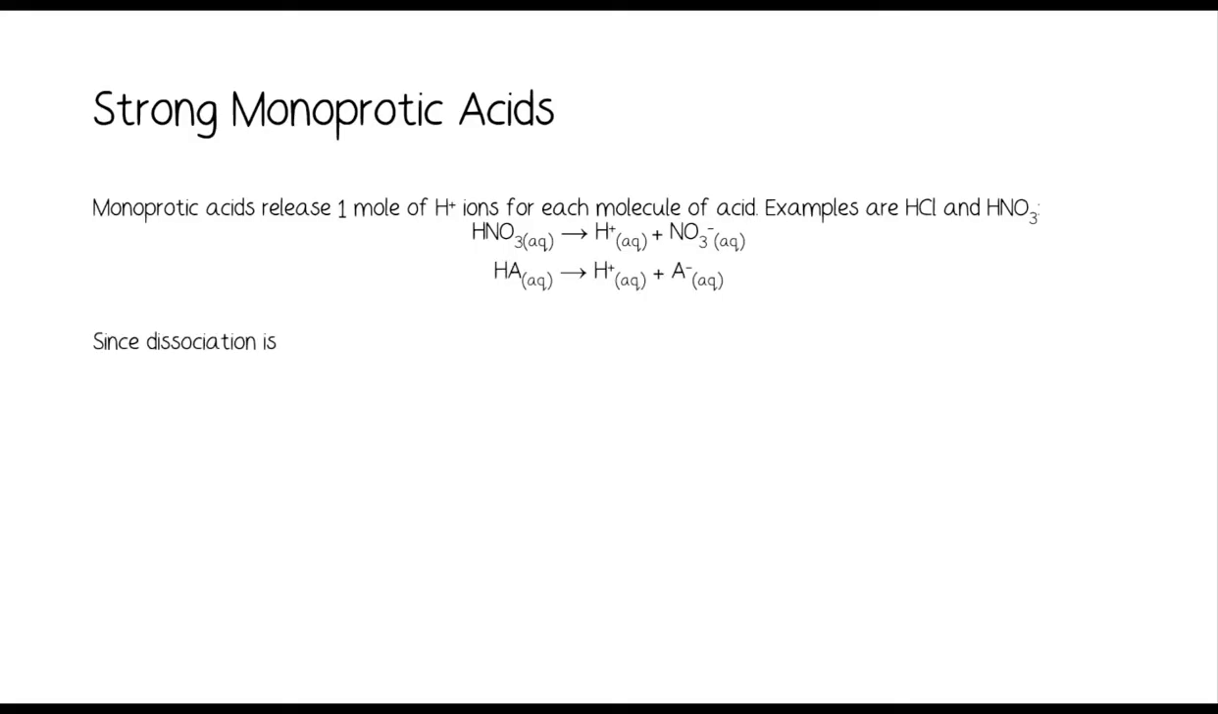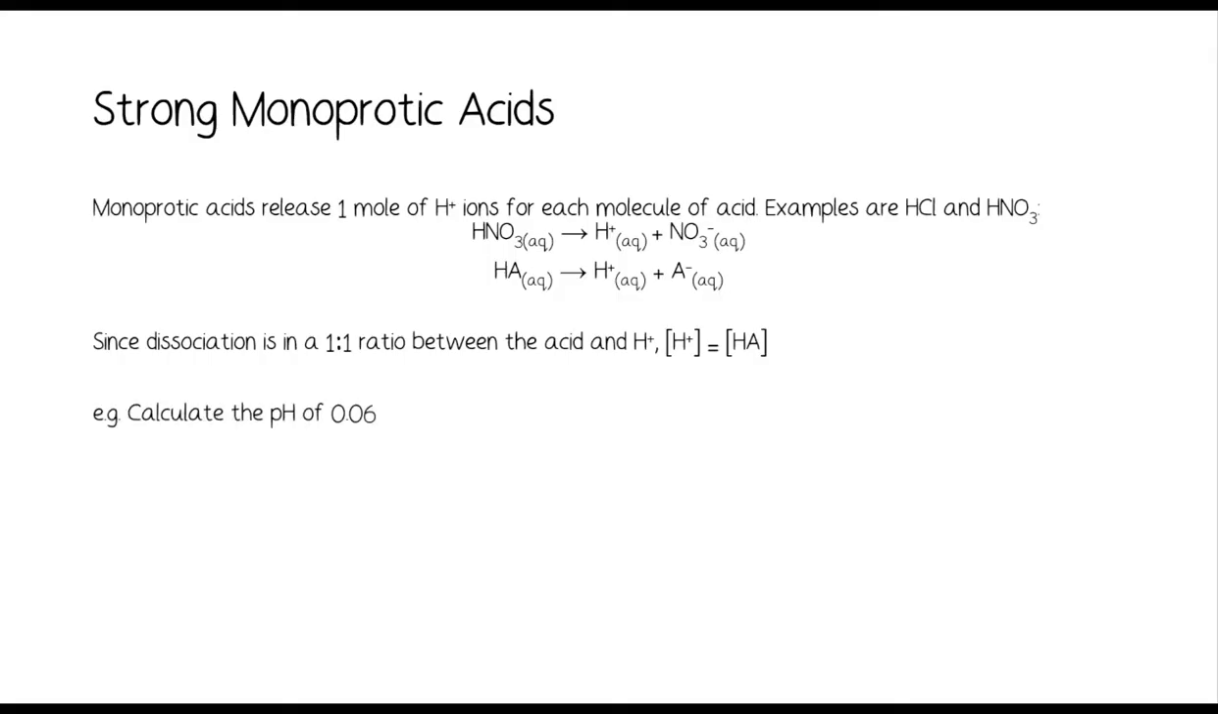So since dissociation is in a 1-to-1 ratio between the acid and the H+, there's one HNO3 here and then one H+ there, the concentration of H+ is equal to the concentration of HA because you have the same number of moles dissolved in the same solution. This is quite helpful because we can use this to work out questions where they've given us the pH of the acid without telling us the hydrogen ion concentration.